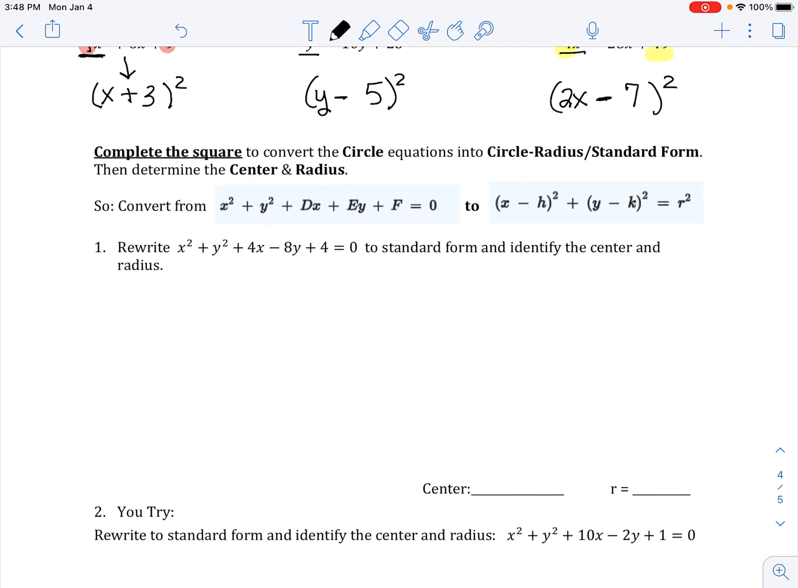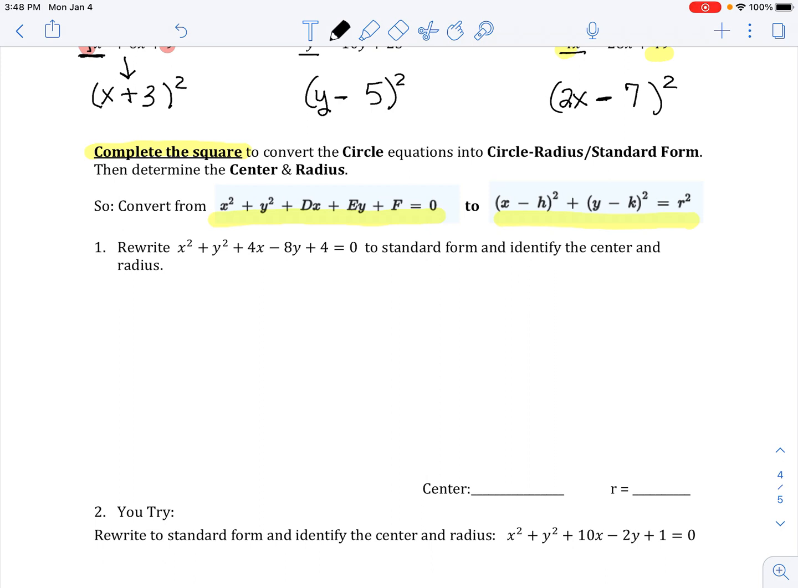Complete the square to convert the circle equations into center radius standard form. Then determine the center and radius. So in other words, we're going to convert from this general form to center radius or standard form. And we're going to do something called complete the square. What does that mean? It means that we're going to take two terms that are part of a perfect square trinomial and turn them into a perfect square trinomial.